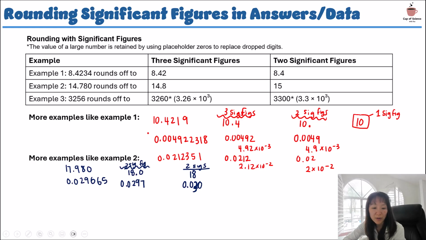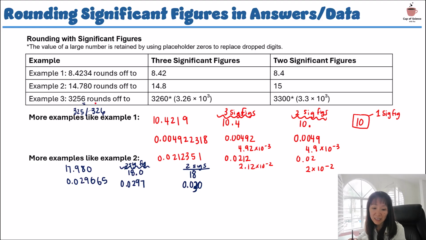All right, let's do another one. Example, 3256 rounds off to either 3260 or 3.26 times 10 to the third. So over here, you take the first 3 numbers and you don't just leave it out. It's a common mistake for students to go 325 and I'm done, 3 sig figs, or never mind, this is better, 326, because the number after is greater than 5.